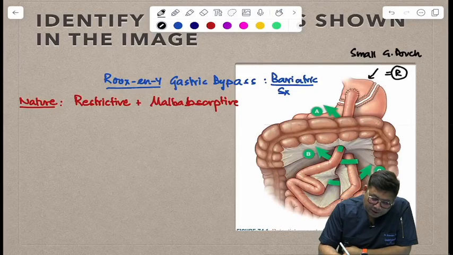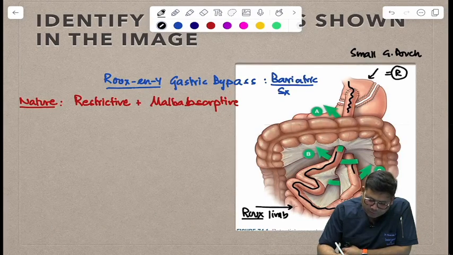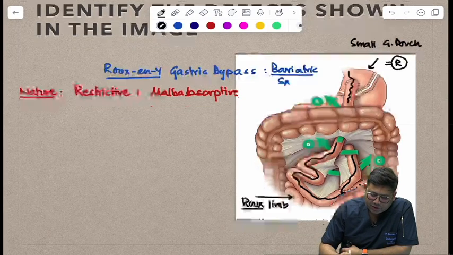The second is, can you see now the food is directly going into this Roux limb. Can you see this is the Roux limb and this is not containing any enzyme. Why is it not containing any enzyme? Because bile and pancreatic juice will come and join, and then only the assimilation will start.